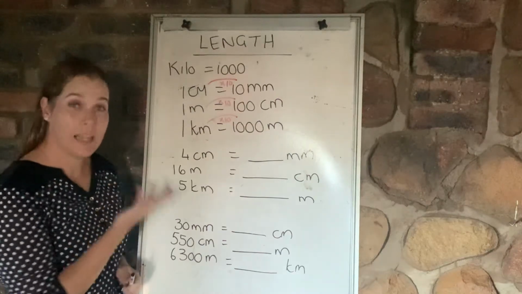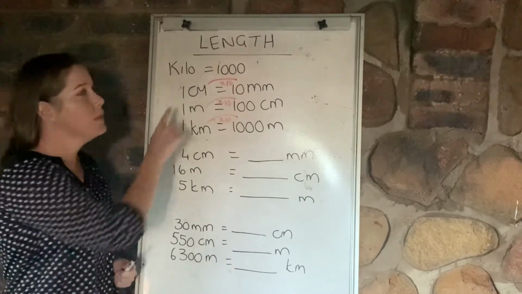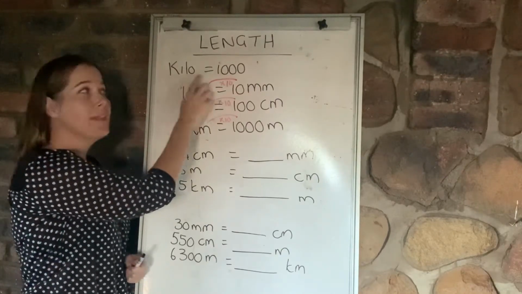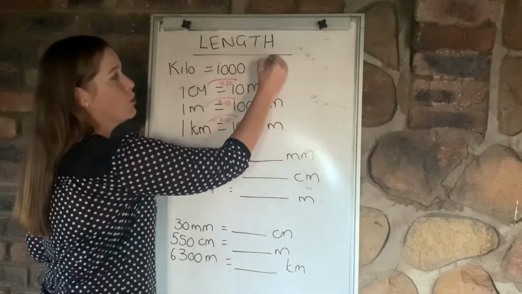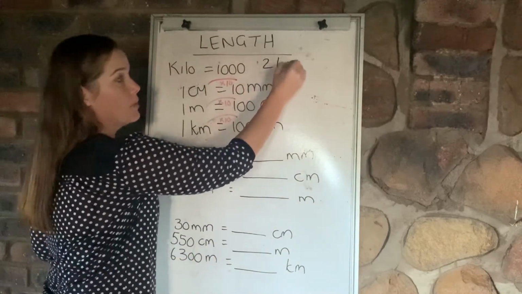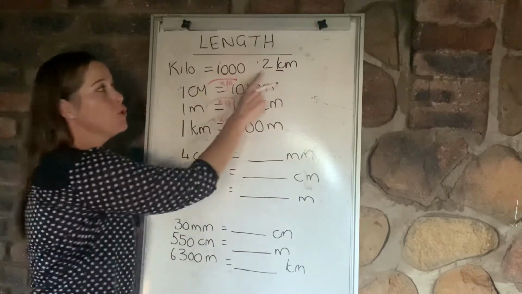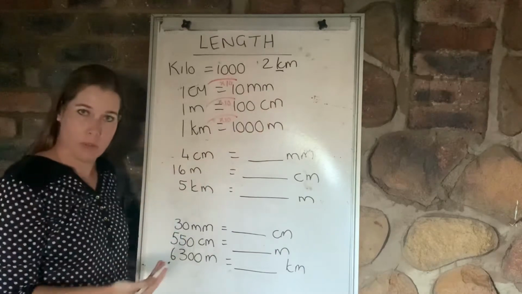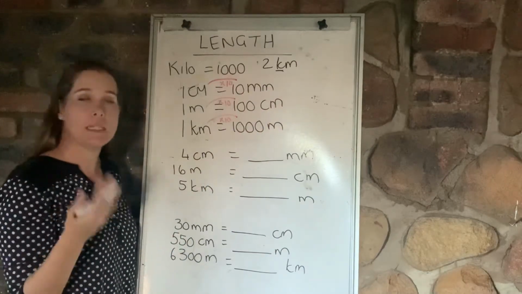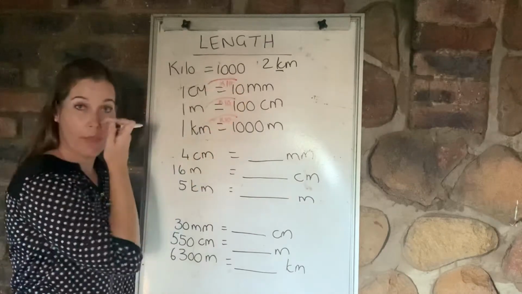We're going to look at length now. The first thing that's important in length is the word kilo. That means 1,000. So if you have 2 kilometers, the kilo means 1,000. So 2,000 meters. That's how you remember it. It works the same for liters and that, but it's important to remember that kilo means 1,000.